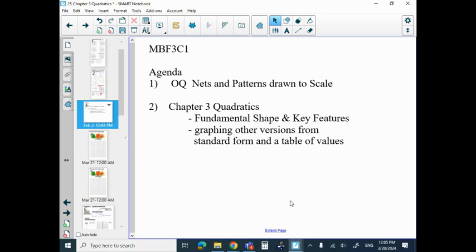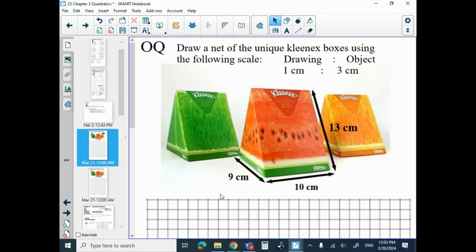Maybe I'll start out with another example of nets and patterns drawn to scale, just to make sure you're good to go with that stuff. So these different looking Kleenex boxes, you Google like triangular Kleenex boxes or watermelon Kleenex boxes, they come up. I haven't seen them in stores, but apparently they exist. If you were to do a net for those, let's go through the idea of doing a scale drawing net of these. So the drawing is going to be centimeters, or in this case on the screen, squares.